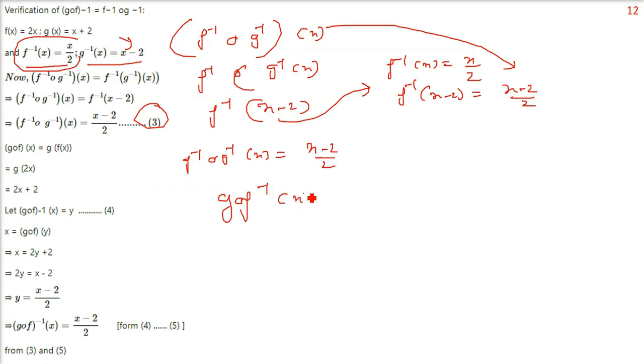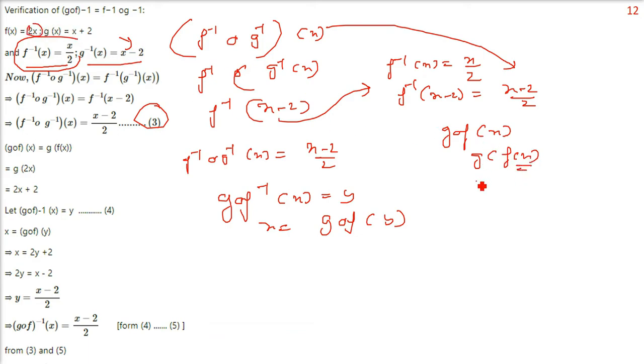Because g of f inverse x equals y, we have to find that out eventually. So g of f y equals x. This is basically the inverse. First let us find g of f x. f x is 2x, put it here: g of 2x. Putting it in, we get 2x plus 2. This is g of f x.